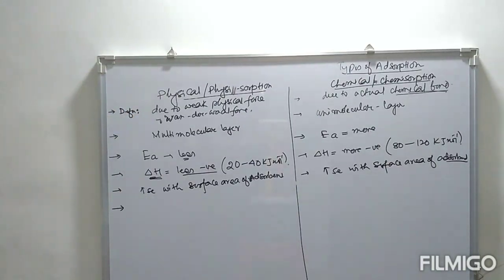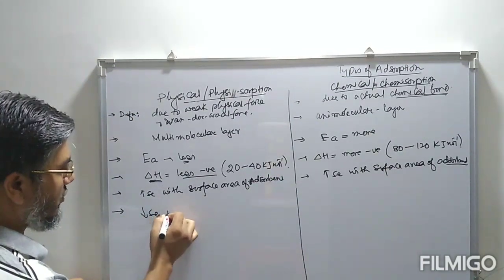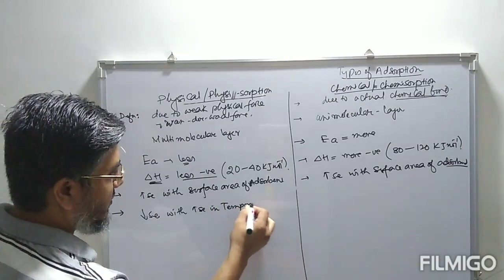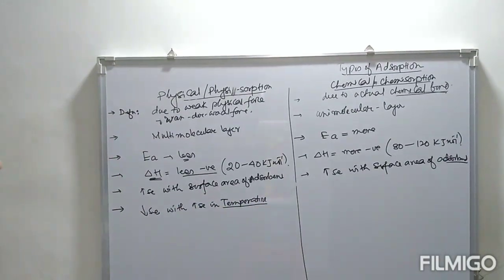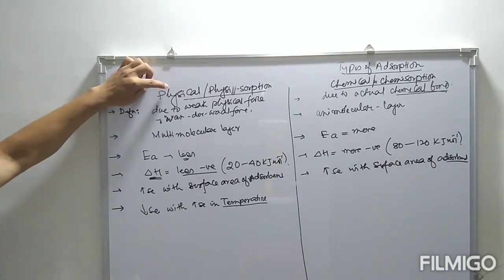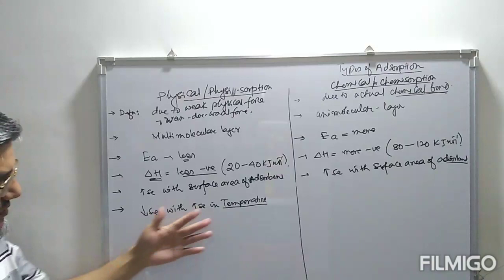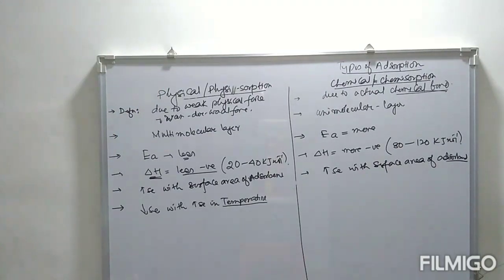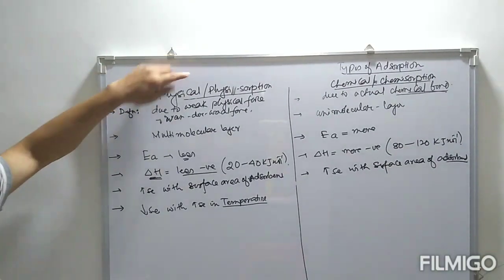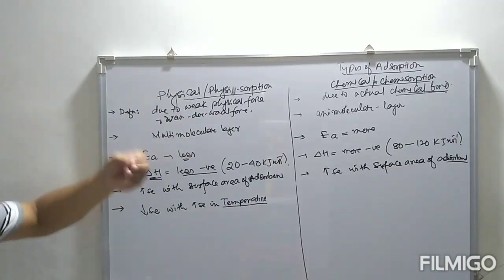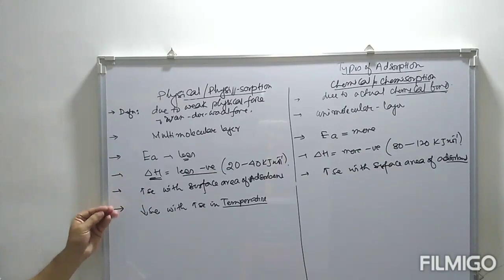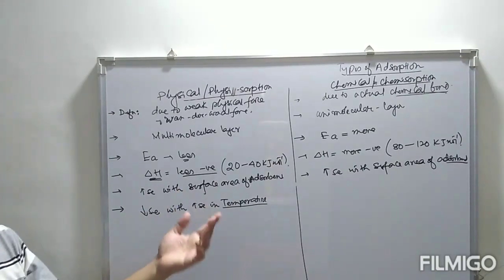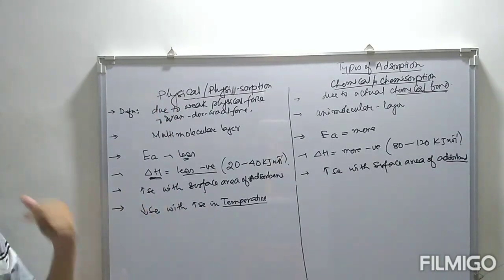Physical adsorption decreases with increase in temperature. That means when we consider physical adsorption and keep changing temperature, as the temperature is increased, physical adsorption decreases. Now let's see why this is so. Physical adsorption is due to weak van der Waals force. So as the temperature is increased, the desorption process will take place. As the desorption process increases, the adsorption process will decrease.